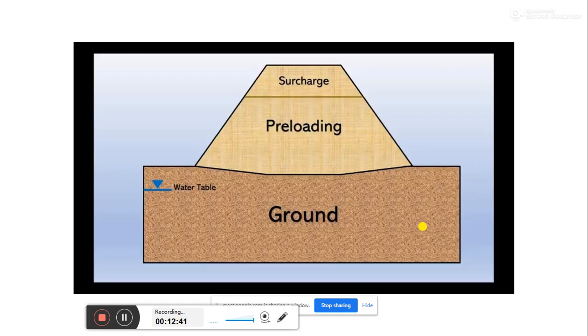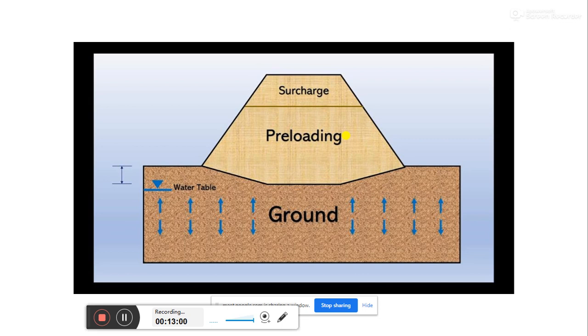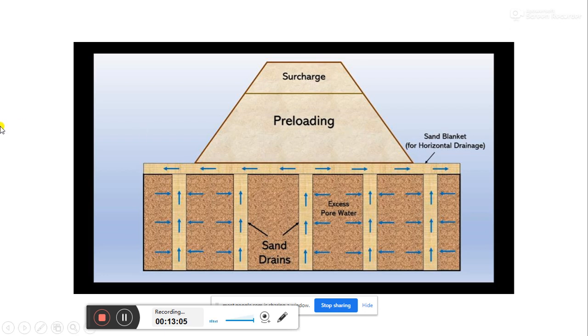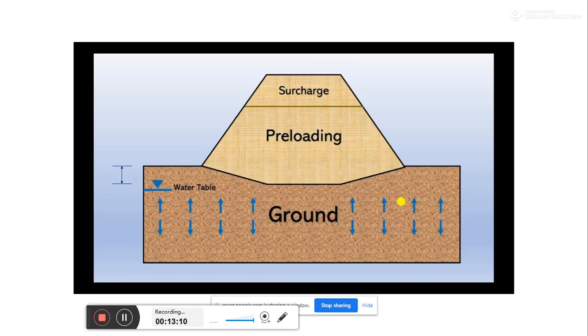Here you can see preloading. Some surcharge load is placed on the ground before the construction, and you can see what happens due to the load. The natural water content can easily dissipate due to the surcharge load or top load on the ground.